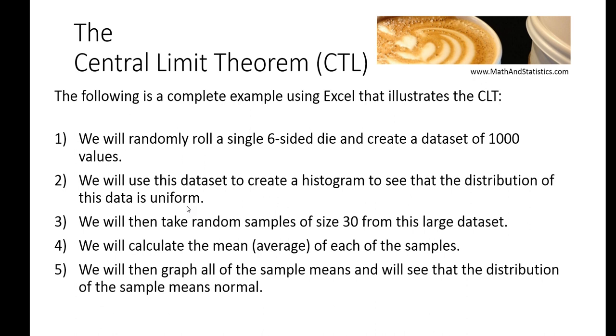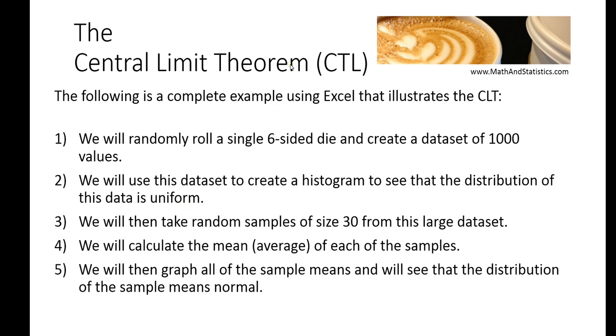uniform. The next thing we're going to do is we will take random samples of size 30 from this large data set, and we'll calculate the average or the mean of each of these individual samples. Finally, we will graph the sample means. And what we're going to discover is that the histogram, or the shape, or the distribution of the sample means is in fact normally distributed, even though the original data set is uniform.